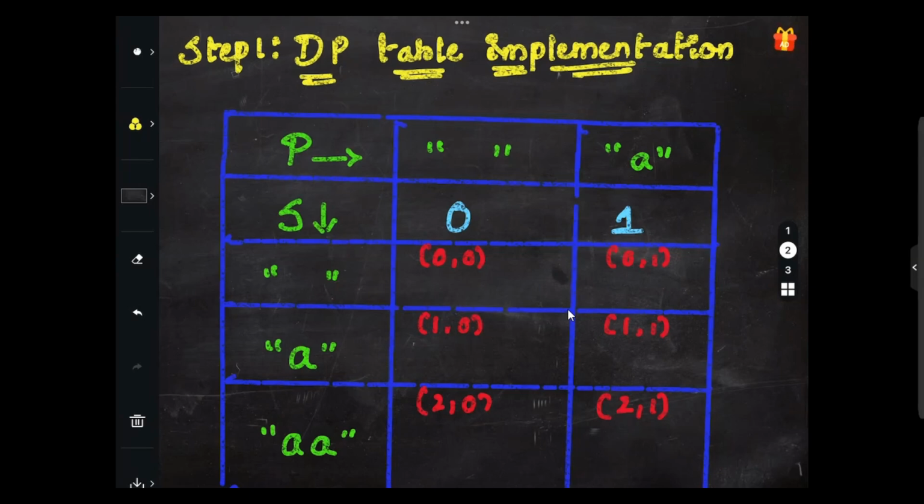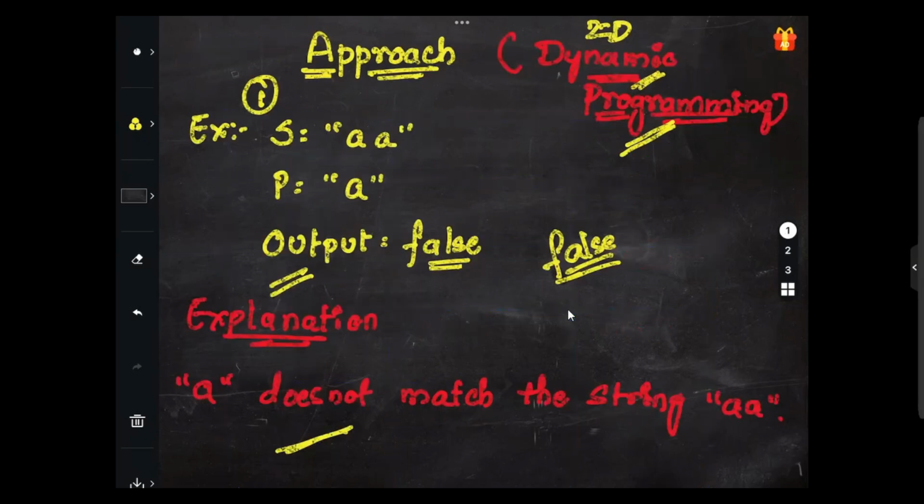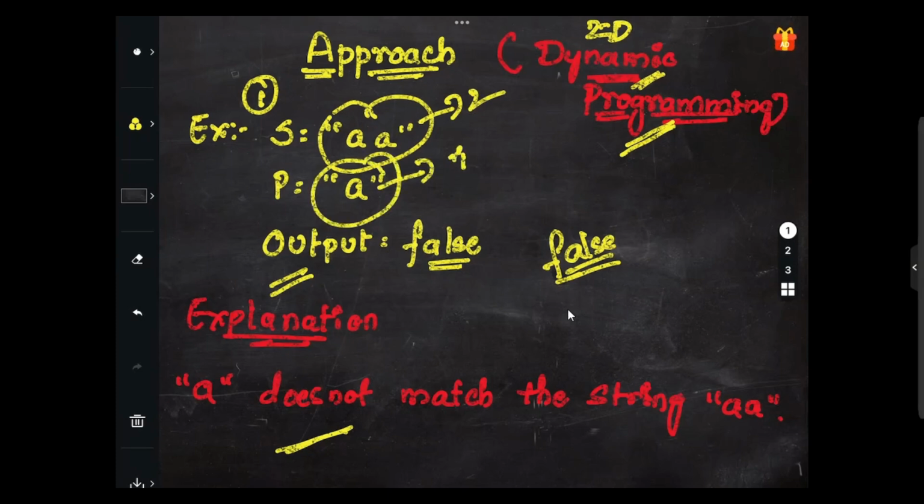So what we will do, first we will initialize an m+1 by n+1 dp table. For easy computation, we initialize an m+1 by n+1 dp table, right? Hope this is clear. m is the length of the string s and n is the length of the pattern p. In this case, the length of the string is 2 and the length of the pattern is 1.